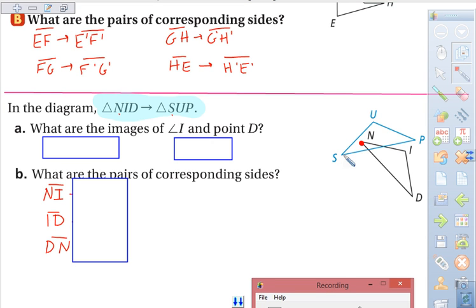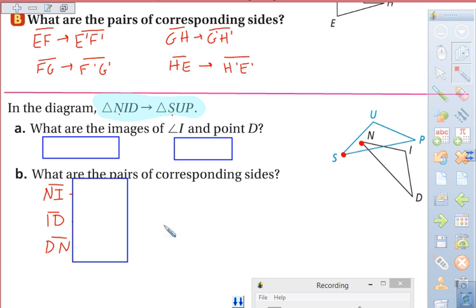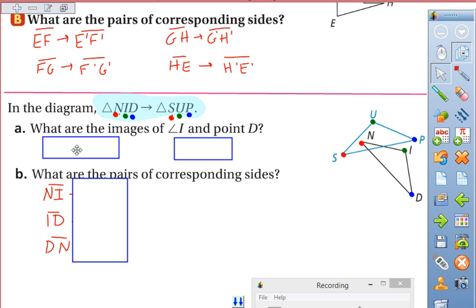So N maps onto S. I maps onto U. And D maps onto P. Now that I have it color-coded, it's easier for me to tell what maps onto what. Whereas on the picture above, you just put the prime symbol next to its match, or corresponding parts if you want to talk mathematically.